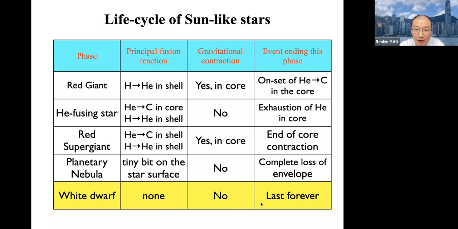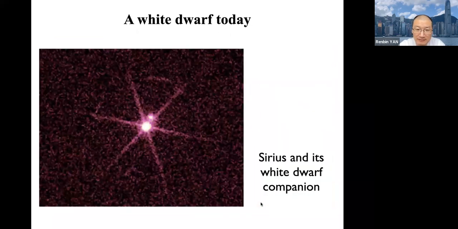So this is the end of a star's life for a star that has a mass about the size of the sun. And so we have observed these white dwarfs in the universe. For example, one of the brightest stars in the sky beside the sun is called Sirius, right? The brightest star at night is Sirius. And Sirius is actually a double star. It has a small companion, and that small companion is actually a white dwarf.